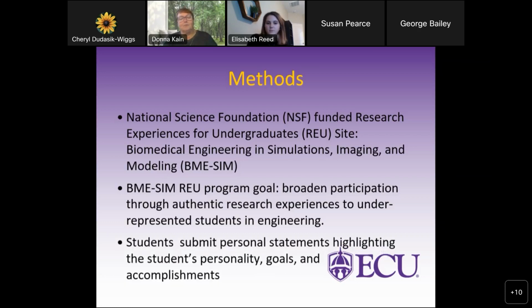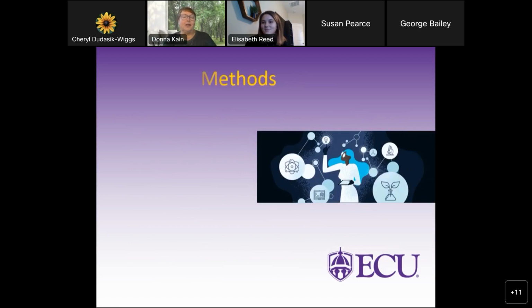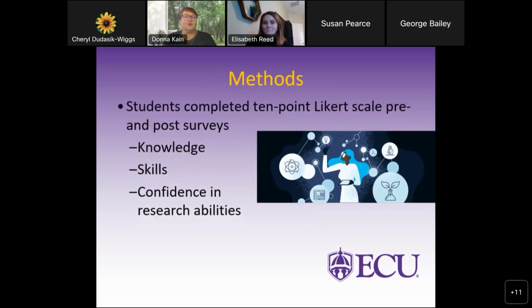The students submitted personal statements as part of the admission process, highlighting their personality, their goals, and their accomplishments. So previous research they had done, what they had experience in, what they wanted to accomplish in the program, and what their goals were going forward. Particularly, we were looking at whether people would go on to graduate school and things like that. When the students started, they completed a 10-point Likert scale, done pre and post their experiences in the program, looking at their knowledge, their skills, and their confidence in their research abilities.